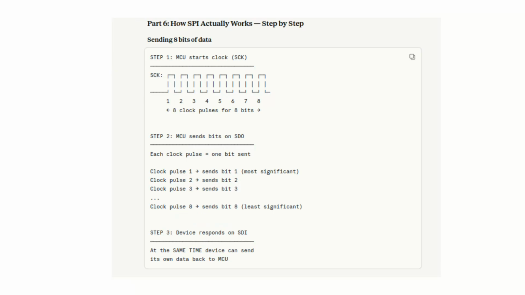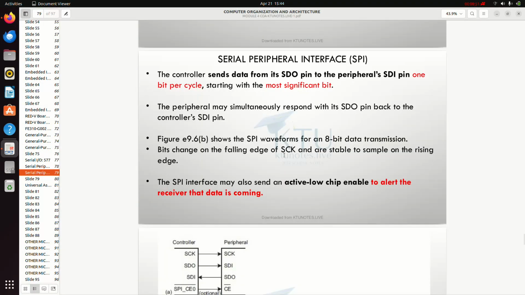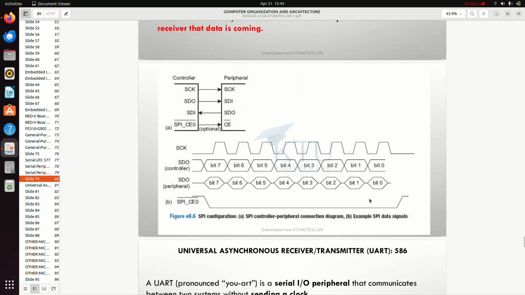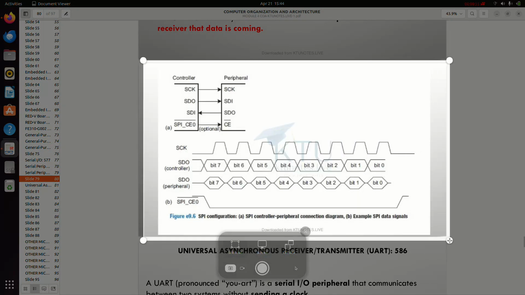Now we have to understand how this SPI actually works. There is one diagram that I have to take from my notes. This is the KTU notes that you can download from the site.